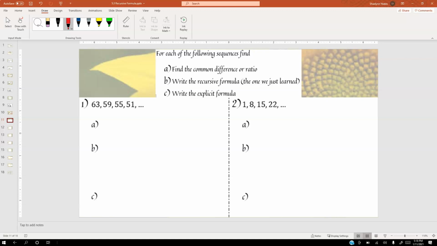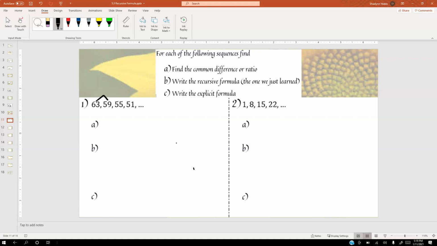All right, so let's try this a couple more times. For each of the following sequences, we're going to find the common difference or ratio, write the recursive formula, just like the one we just learned, and write the explicit formula. So we're going to end up writing both formulas, okay? And notice you're given a little bit more space on B because you have to write 2 parts for that formula, right? Okay, so we're going to find the common difference or ratio first.